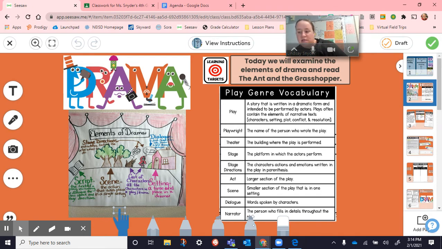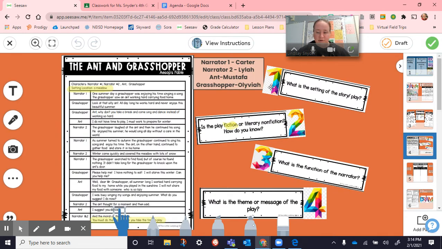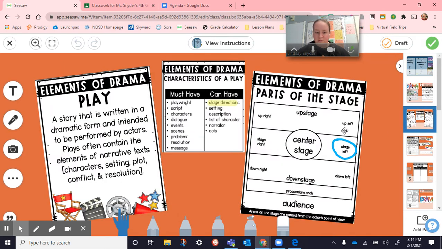So if you go to page, oh no, on this page we talked about the stage. The story is on page 4, The Ant and the Grasshopper. So we read that. But before we did that, we talked about this. So we said with the stage, everything's kind of backwards.